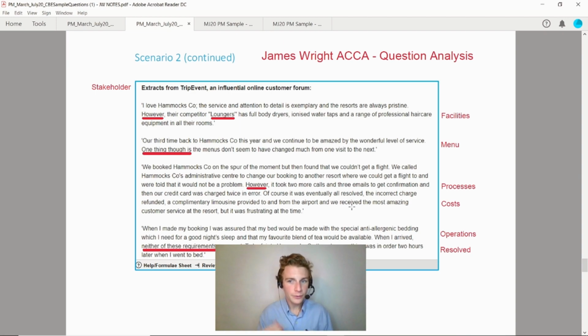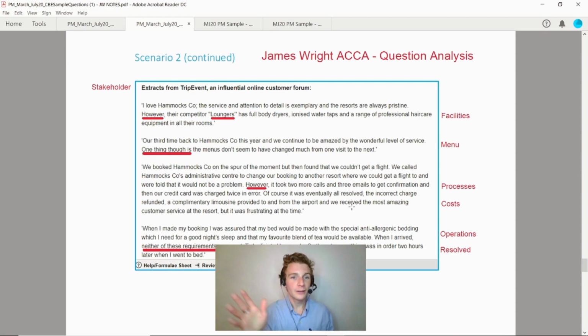So let's read it through, and as you can see on the side there, these are my little trigger words as to when I'm going through the actual question analysis. I might need to refer back to them when I'm going through my answer. What did that mean? Well, if I remember facilities, menu, processes, costs, these are my trigger words I can then go and talk about in more detail. And then maybe you could put a tick or an X to say, was it a good point or a bad point? Really good technique when you're reviewing these things.